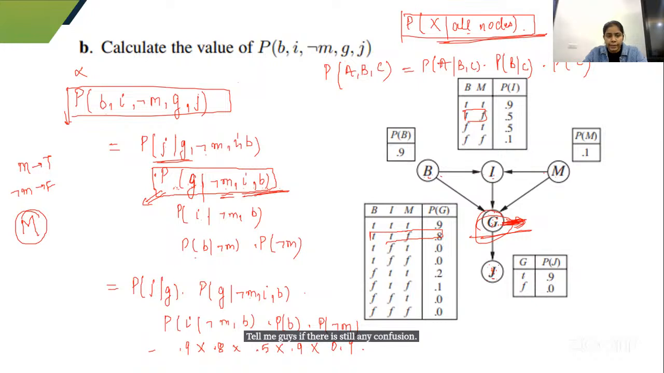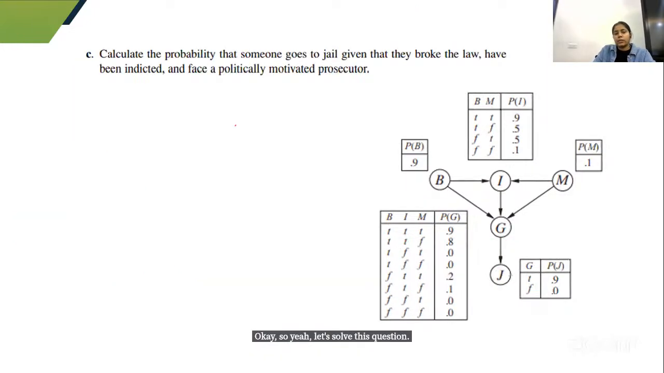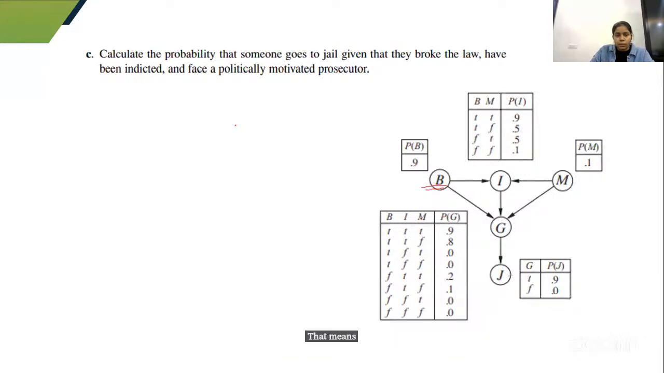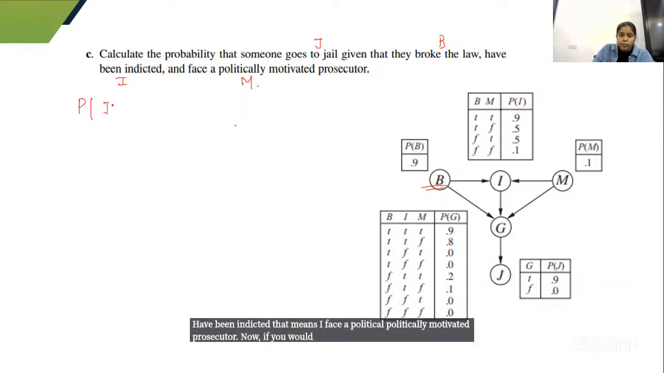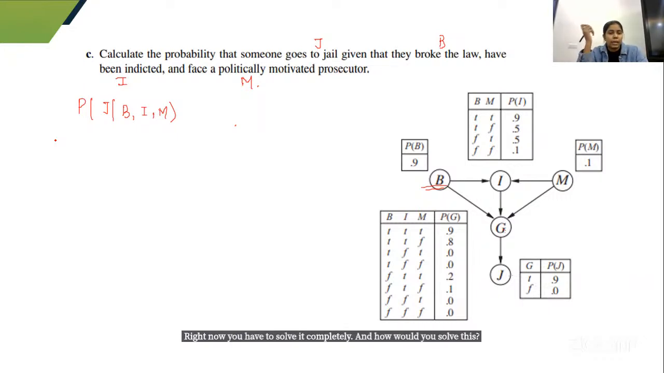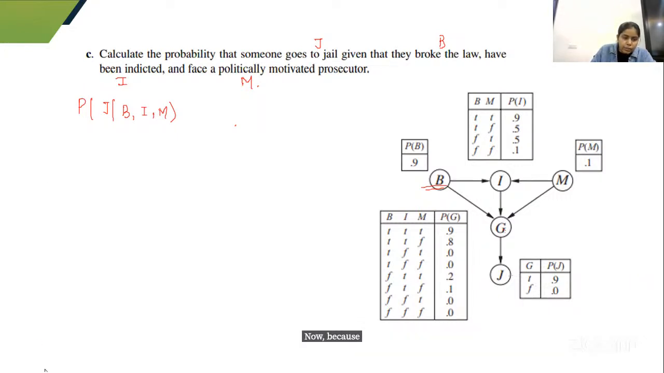Okay, so yeah, let's solve this question. Now they're asking to calculate the probability that someone goes to jail, that means J, given that they broke the law, that means B, have been indicted, that means I, and face a politically motivated prosecutor. Now, if you see here, they are asking to find probability of J given B, comma, I, comma, M. Now you can see that its parent G is not given. So you have to solve it completely, right? Now you have to solve it completely. And how would you solve this?